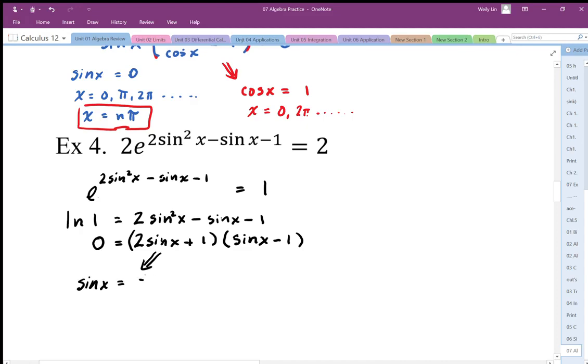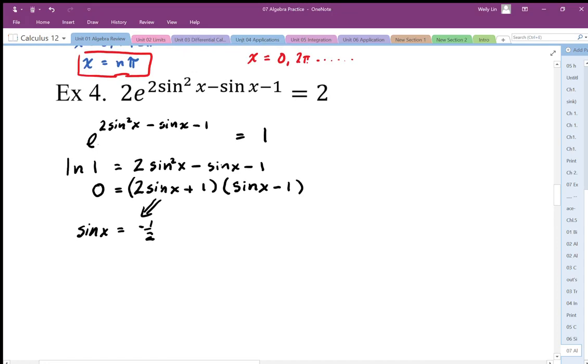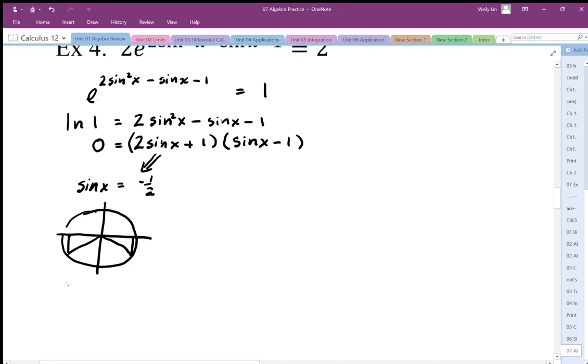equals negative 1/2. Okay, so I could draw a picture for that. Sine x equals negative 1/2 is going to be in quadrants 3 and 4. Here and here. Okay, so that angle is going to be x is equal to 7 pi over 6. And the other angle is 11 pi over 6.